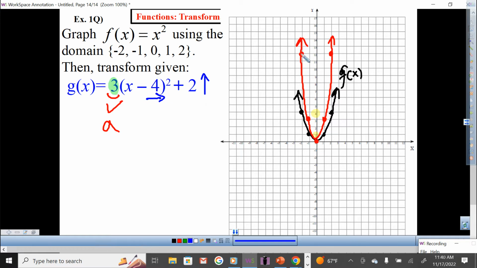So let's start up here. 1, 2, 3, 4, 1, 2. This one, 1, 2, 3, 4, 1, 2. This one, 1, 2, 3, 4, 1, 2. And this one, 1, 2, 3, 4, 1, 2. This is our final transformation. And since this is our final, what do we label this one? G of x.